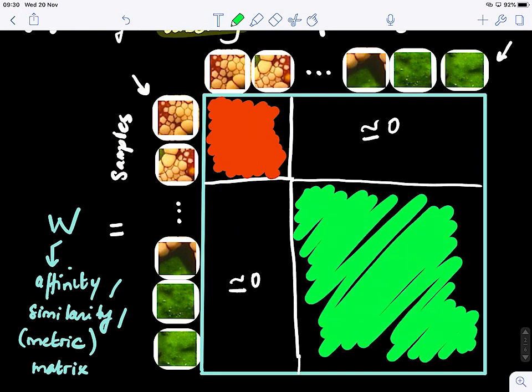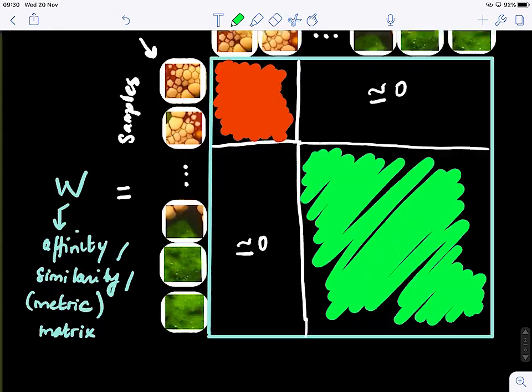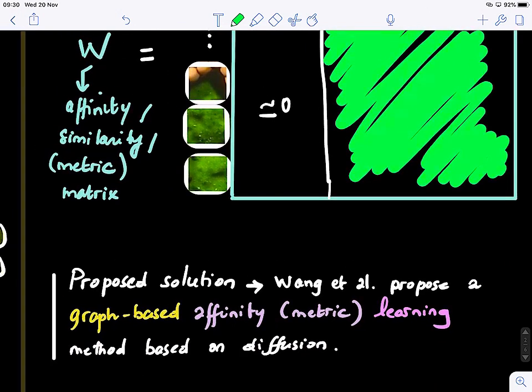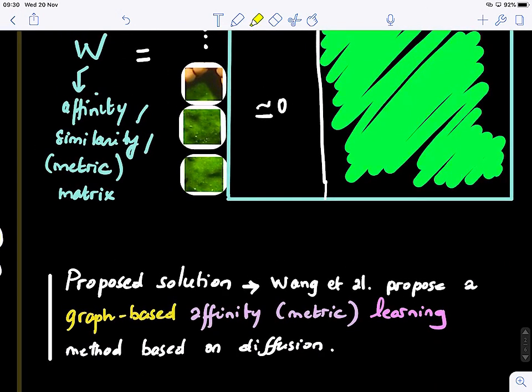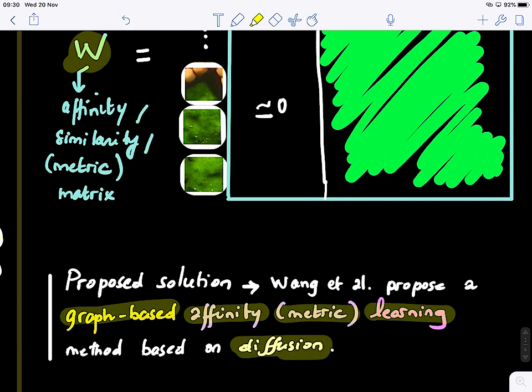Now, how do we learn the W? If we find the W, we find the ultimate solution and we can output the segmentation map. So this is what the paper is about, okay? How to get the W. Here, the proposed solution is to use graph-based affinity learning or metric learning, which means we want to learn the W, okay? Based on what? On diffusion. Okay, so this is the key idea.